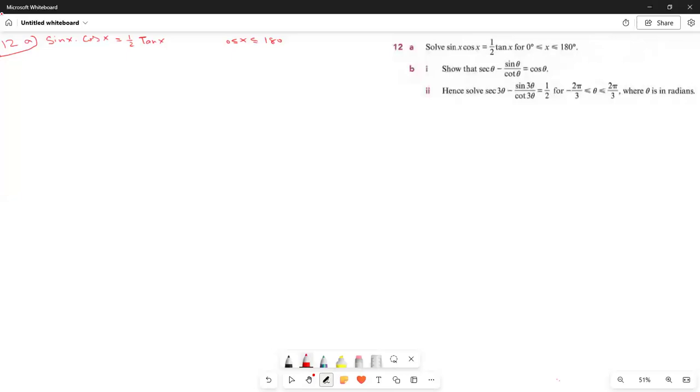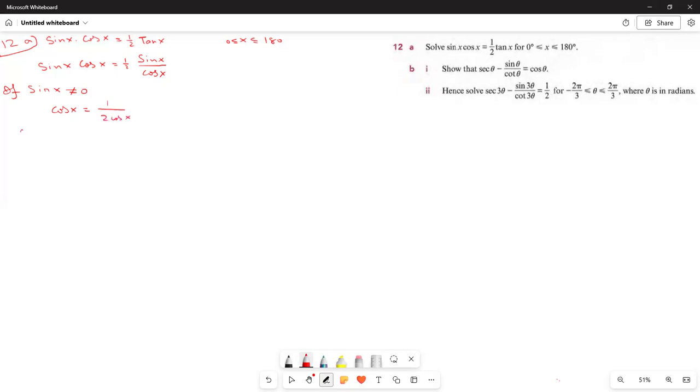Okay, so I will rewrite this expression: sin x cos x equals half, and tangent can be written as sin x over cos x, right? So can I cancel sin x on both sides? Yes, I can cancel if sin x is not equal to 0, because I cannot divide anything by 0. So if sin x is not equal to 0, then I can divide by sin x on both sides and cancel it, and I will have cos x equals 1 over 2 cos x, right?